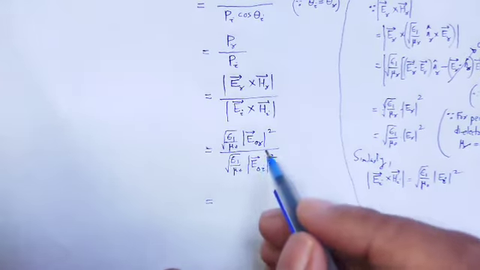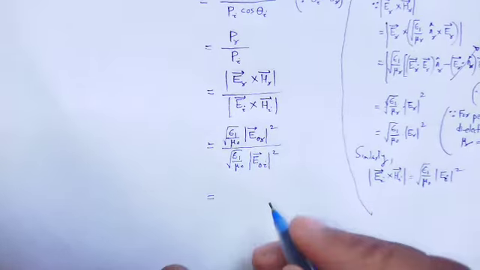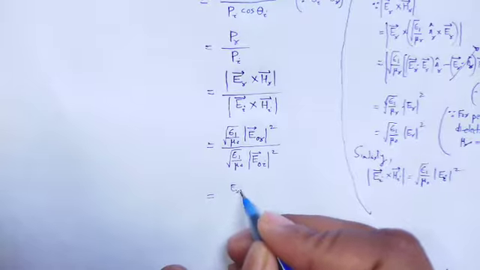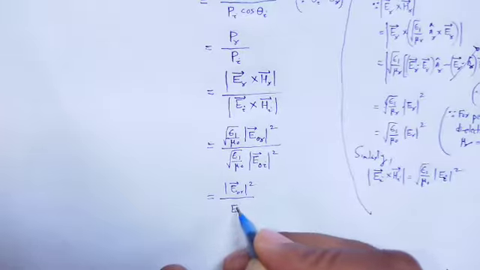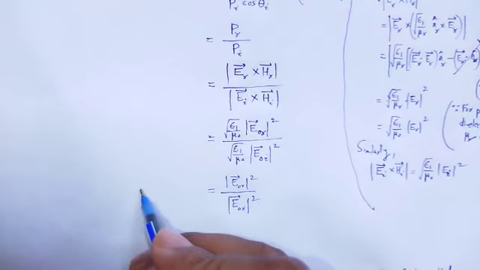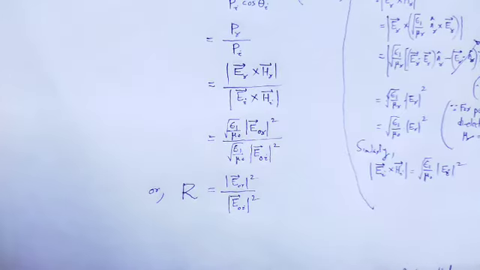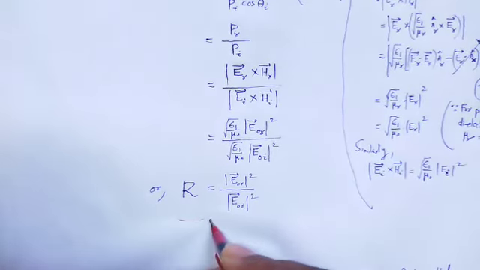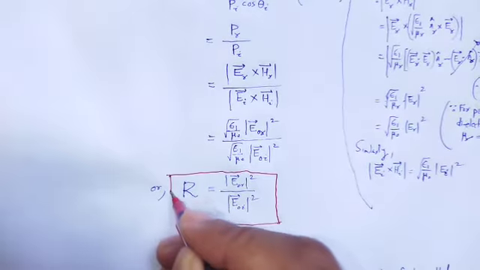Cancelling the numerator and denominator term, square root of epsilon 1 divided by mu naught, we have E0R magnitude squared divided by E0I magnitude squared, which is the expression for the reflection coefficient, or we call it reflectivity, which is the general expression for the reflection coefficient or reflectivity.